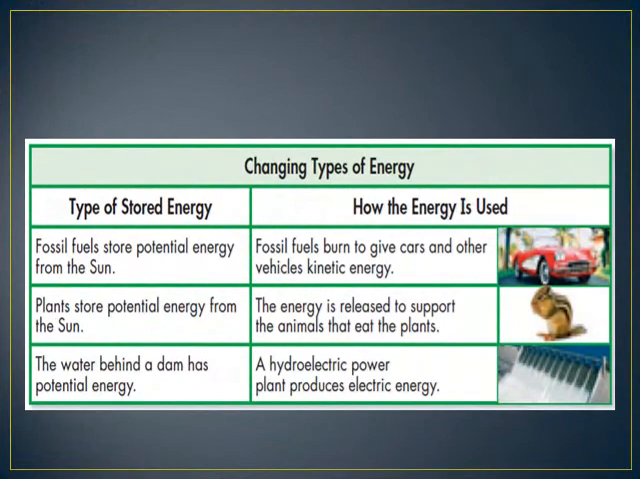Now we will take examples about changing types of energy. Number one, fossil fuels store potential energy from the sun, and fossil fuels like petrol are used to make cars and other vehicles move. Number two, plants take the energy from the sun and make it into food. Who can tell me what we call this process? That is question number two.